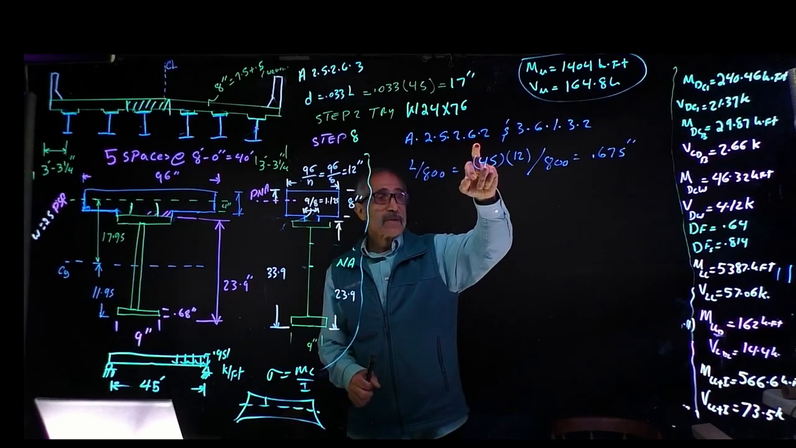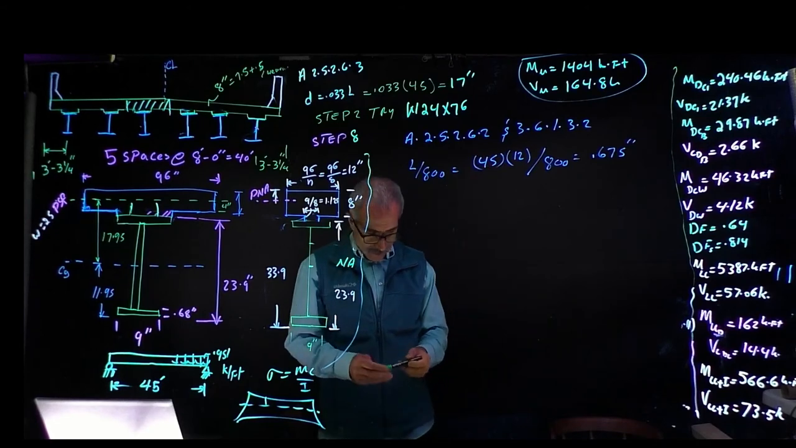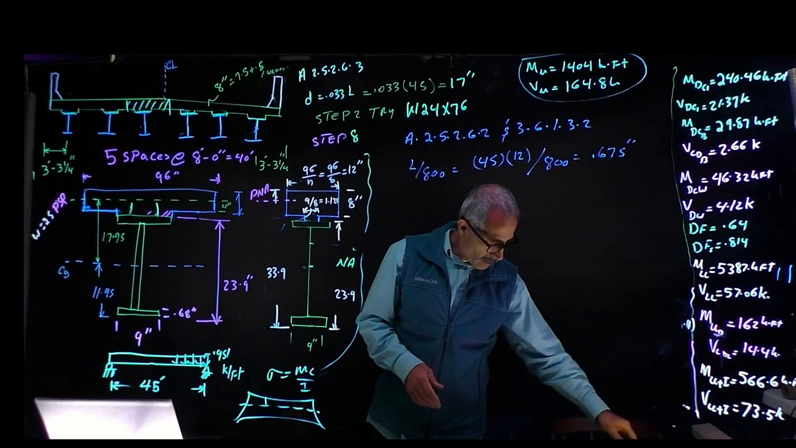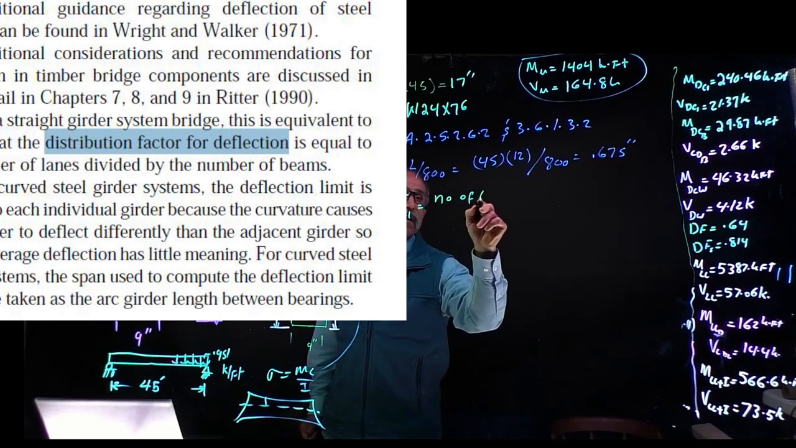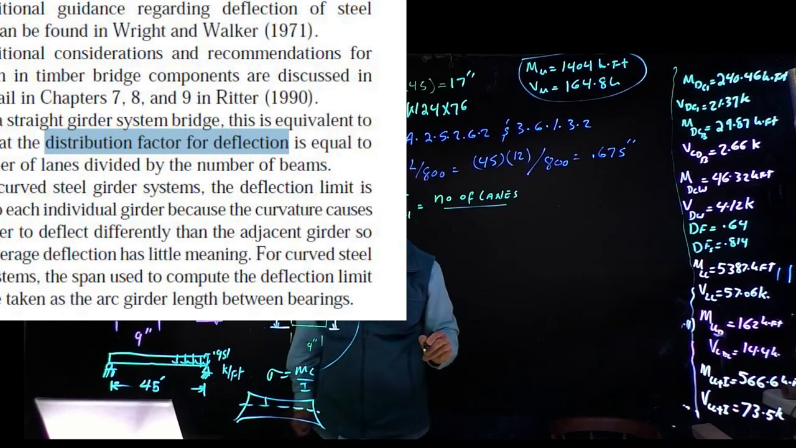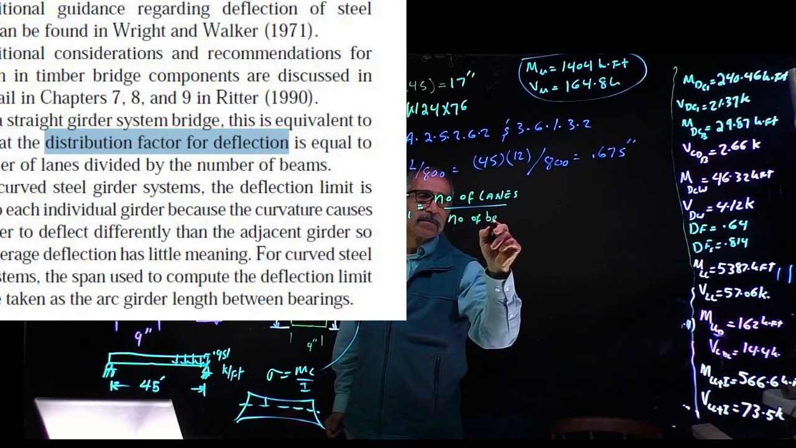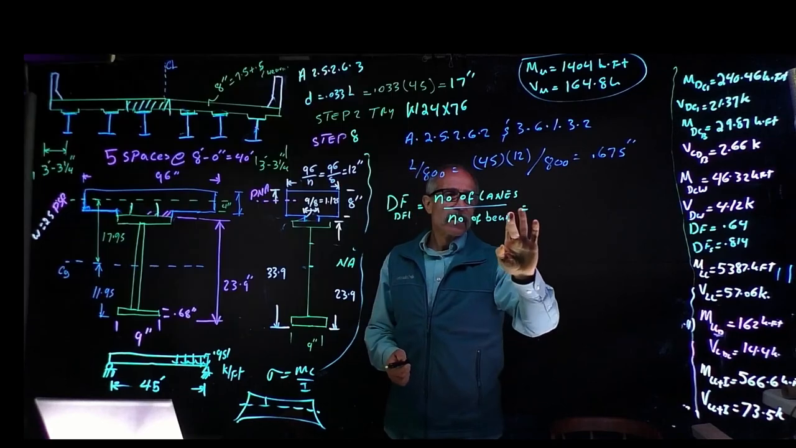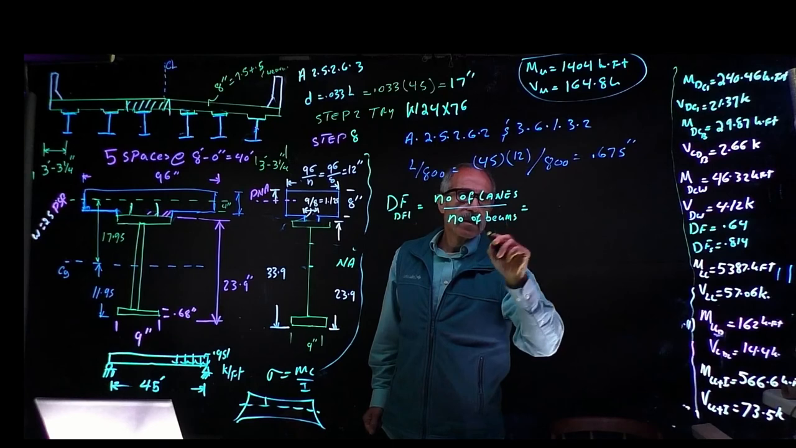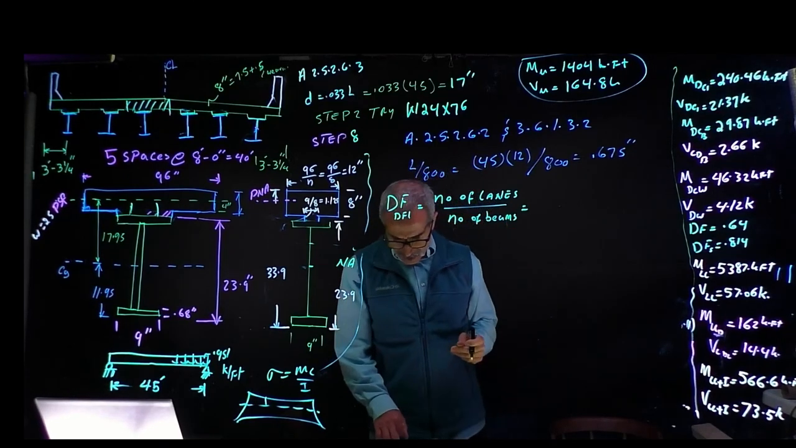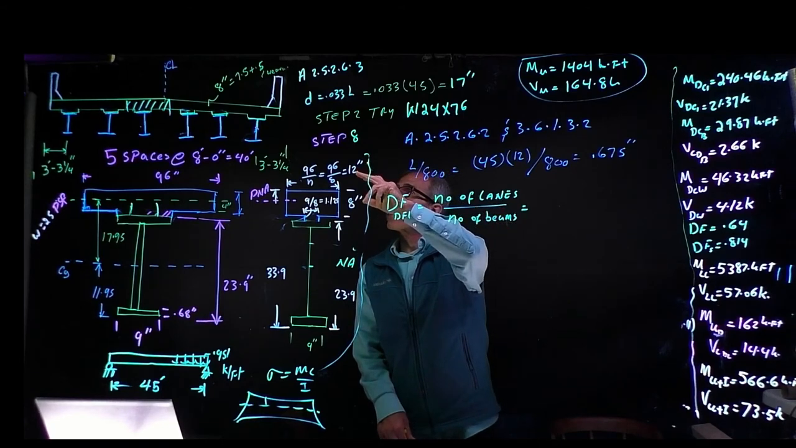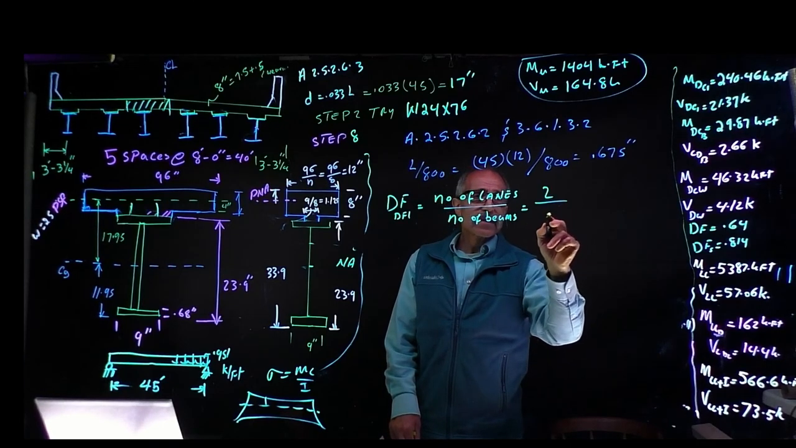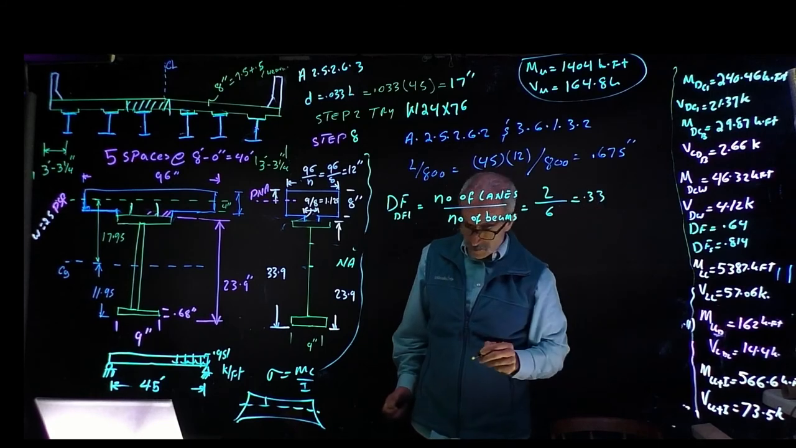From AASHTO 2.5.2.6.2, I butchered that, but that's okay. The deflection factor, bring back this marker, is equal to the number of lanes divided by the number of girders, number of beams. My students always complain I have bad handwriting. That's okay. That's why I became an engineer. No, actually doctors have the worst handwriting. We had two lanes going in there. You can't fit more than two lanes. That's right. So we got two lanes divided by six beams, and that's equal to 0.33 for our deflection factor.